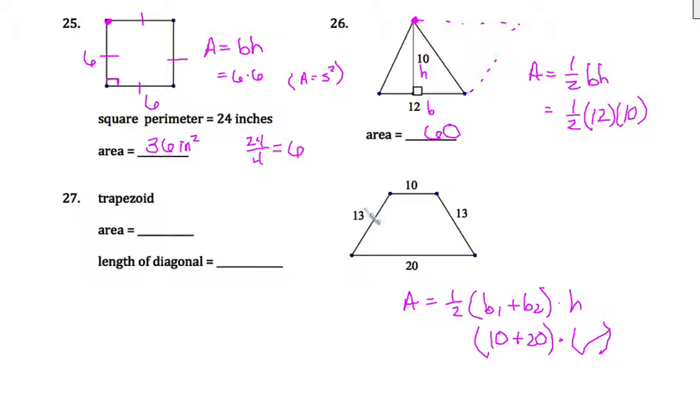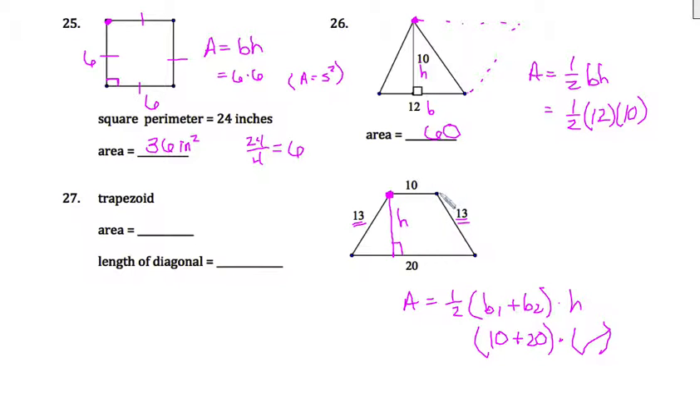Now the problem with the height is 13 is not my height, and you may be tempted to just grab that number and plug it in. But if you were listening to the other two, the height has to go from a vertex to the opposite side at a 90-degree angle. And this side of 13 doesn't do that. So the height of my trapezoid has to be here. And I don't actually have what that is, so I'm going to have to figure out what that length is.